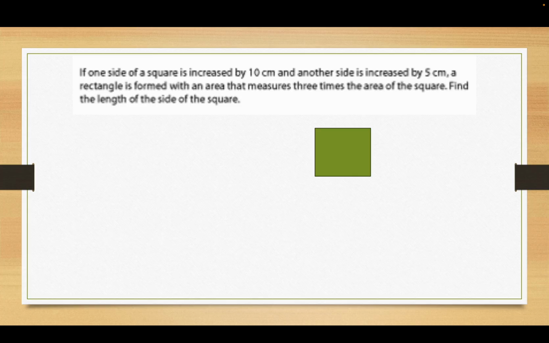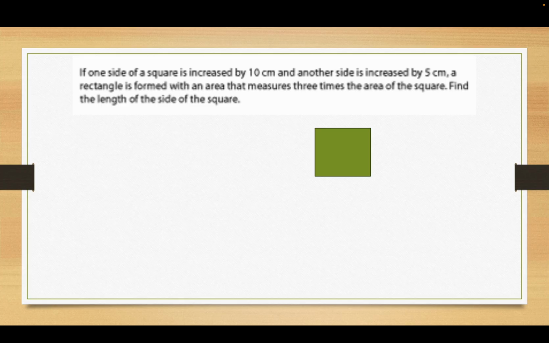Okay, let's try some review questions. Give this one a shot. Okay, so this kind of question can frustrate students very much. If one side of a square is increased by 10 centimeters and the other side is increased by 5 centimeters, a rectangle is formed with an area that measures 3 times the area of the square. Find the length inside of a square. So what frustrates a lot of students here is they go directly to drawing the rectangle. Sorry about the dogs barking there.